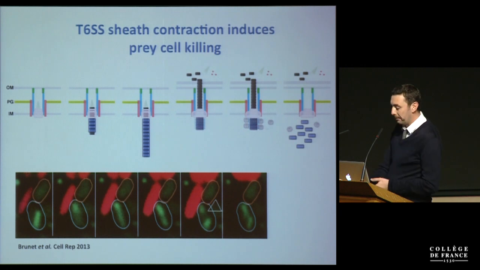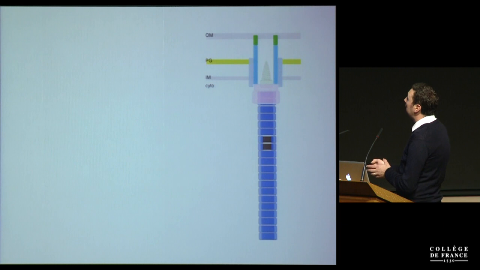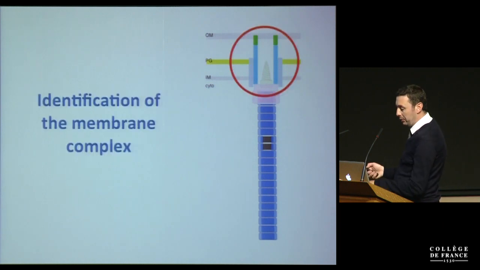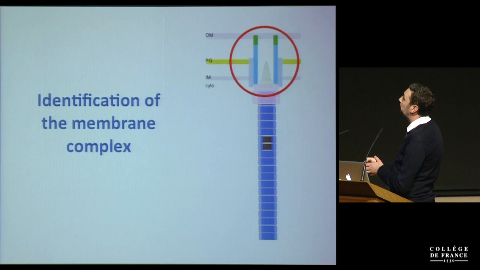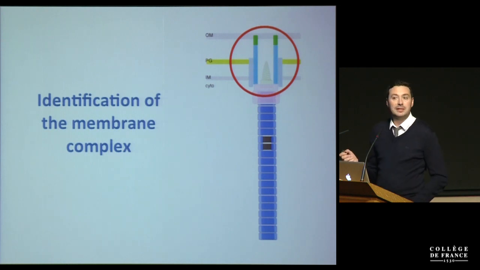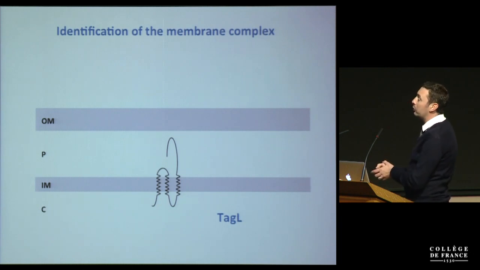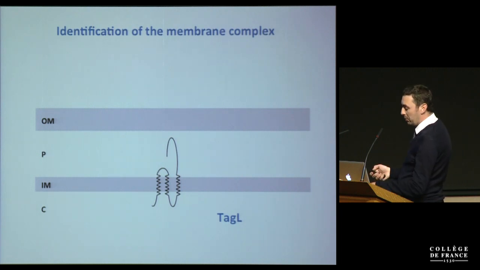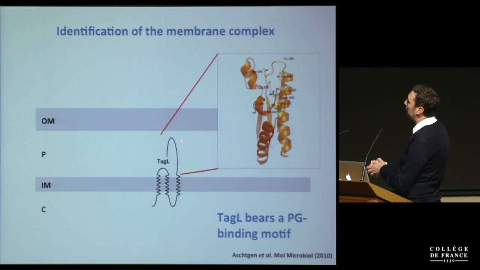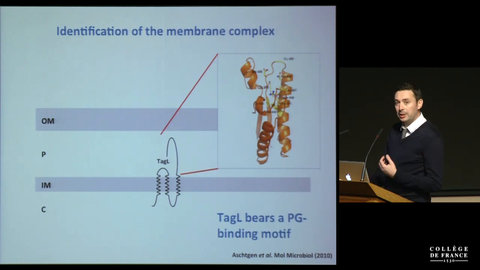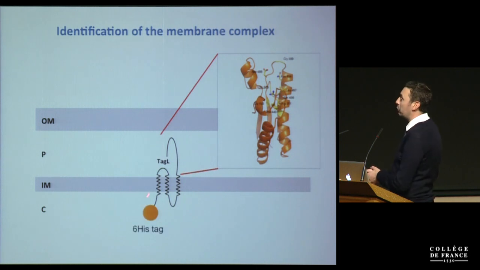Okay. So if I go back to the scheme, what I want to show you is what we learned about the membrane complex. So first, we wanted to identify this membrane complex. And to do that, we started with one of the proteins encoded in the gene cluster called TagL. And this TagL protein was obviously a membrane protein. It has 3 transmembrane segments, and it has in the periplasm a domain that is able to bind to the peptidoglycan layer.